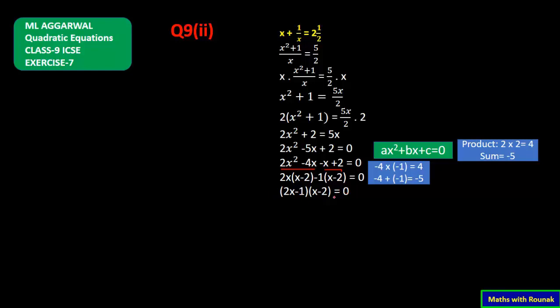Now we can take either of them as 0. Let's take 2x minus 1 is equal to 0. Then 2x would be equal to 1. And the value of x would be equal to 1 by 2. And if we take x minus 2 as 0, then the value of x will be 2. So now we have our two values of x, 1 by 2 and positive 2. Hence we can finally conclude that the solutions or roots of this equation are 1 by 2 and 2.